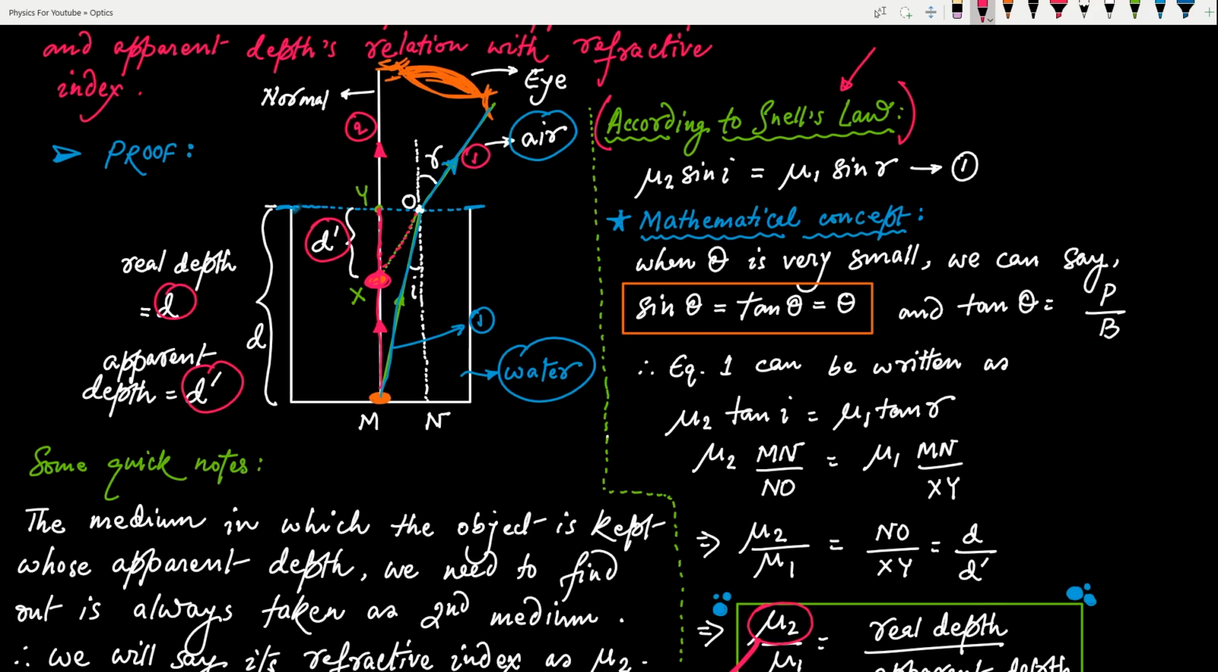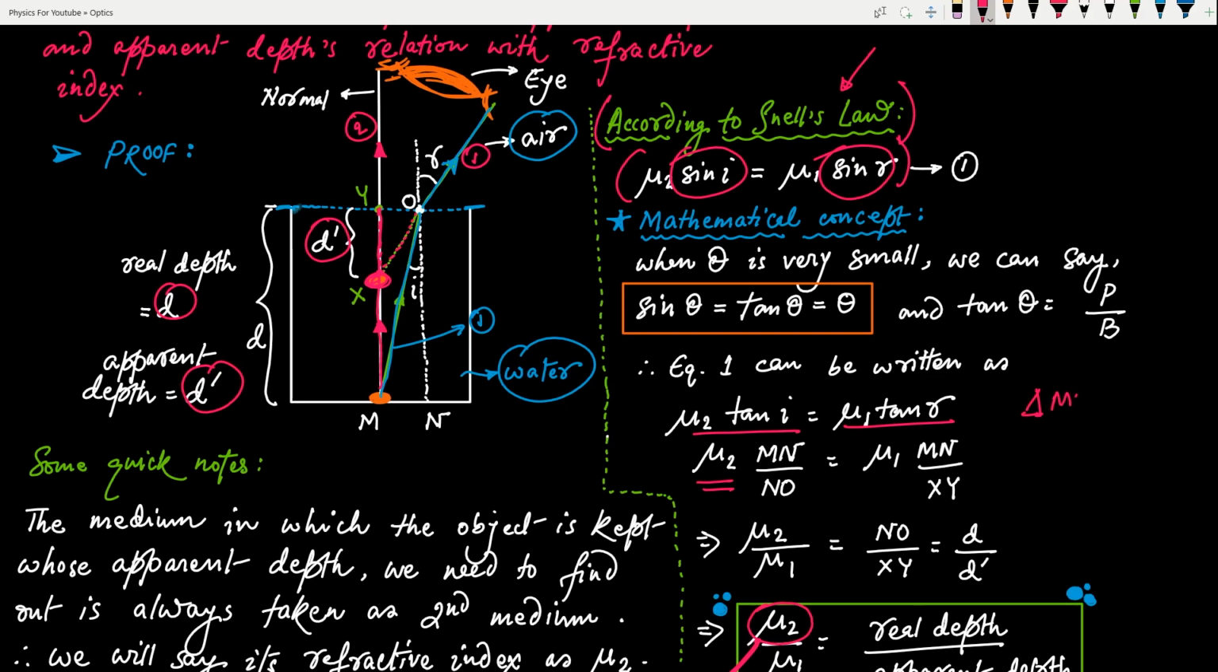Okay. Therefore, equation 1, mu2 sine I is equal to mu1 sine R, can be written as, now sine I got replaced by tan I and sine R is replaced by tan R. Okay, so mu2 tan I is equal to mu1 tan R. Now we know tan theta is equal to perpendicular by base. Now let's understand. Now mu2 remains same. Now how does tan I become MN by NO? Now let me write it down.